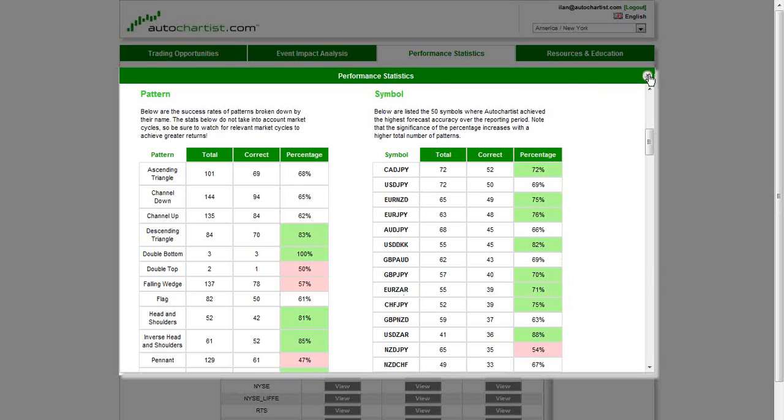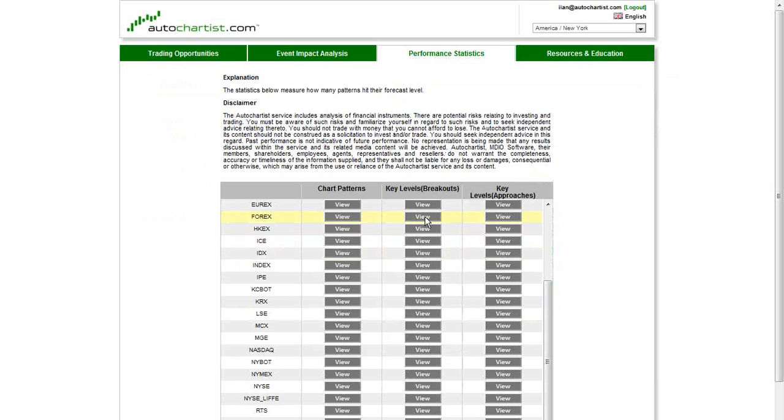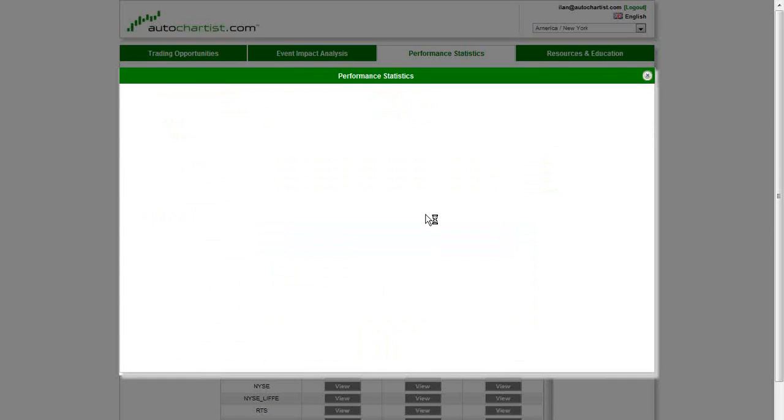But again, we're not hiding anything at Autochartist. We're completely transparent. So please go ahead and look at these performance stats, and if you have any questions about how they're derived, just ask us. I'll also look at, for example, the key levels breakouts, so the completed horizontal support resistance levels, how well they have done in the markets. So I'm just clicking on that to have a look and see what the stats are looking like. Let's give that a moment to come up.